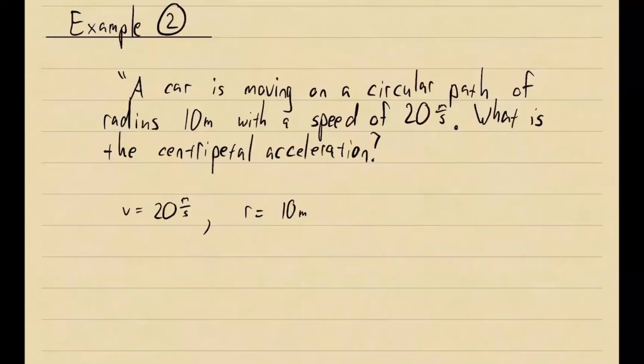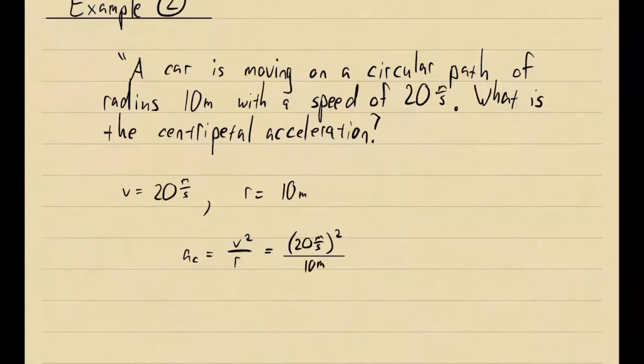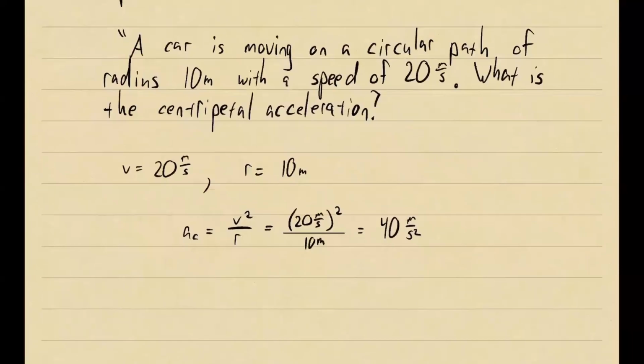So the magnitude of our centripetal acceleration, which is v squared over r, is going to be 20 meters per second, squared, divided by the radius of the circular path, which is 10 meters. This is going to be 40 meters per second squared. So the centripetal acceleration magnitude is 40 meters per second squared. Just like that.